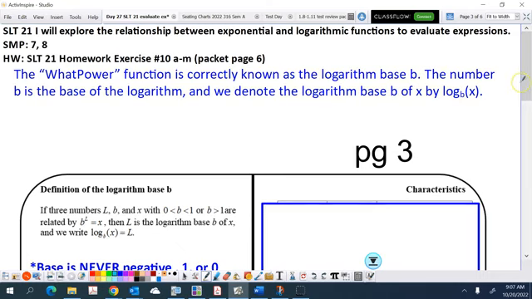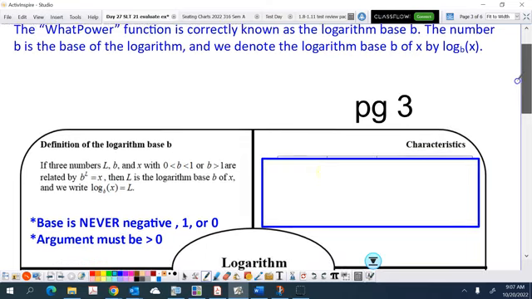Next page is a Frayer diagram, where we're going to talk about what we learned in the last 2 pages. So our definition of logarithm base b comes from the previous page. What we wrote down on the bottom of page 2 is our base is never negative, 1, or 0. It can be between 0 and 1. It can be a fraction, but it can never be negative, 0, or 1.